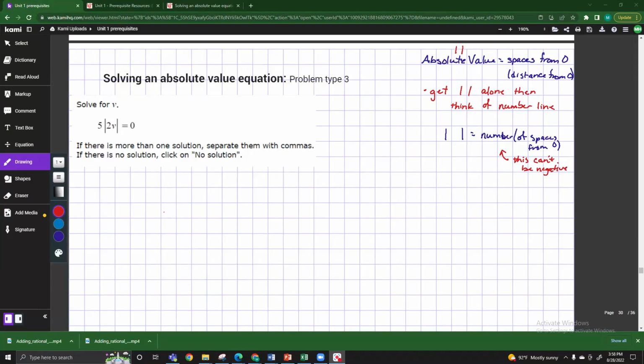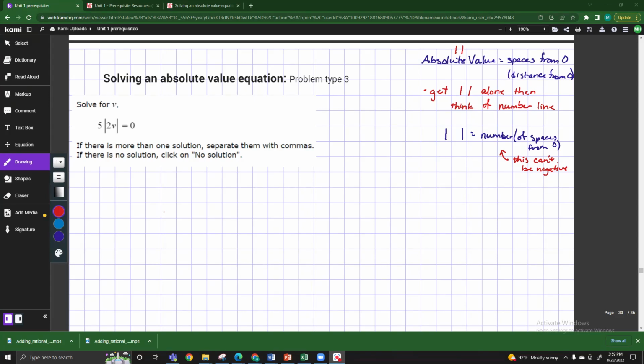All right, so solving an absolute value equation. Absolute values are those sticks, those straight up and down lines that mean the number of spaces from zero, or the distance from zero, that we're looking at. And the goal is to get the absolute value alone and then think of the number line, because you can have more than one answer, usually.